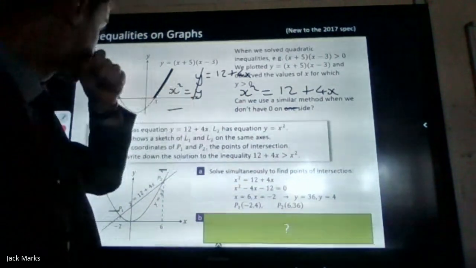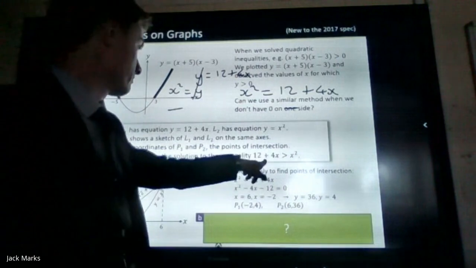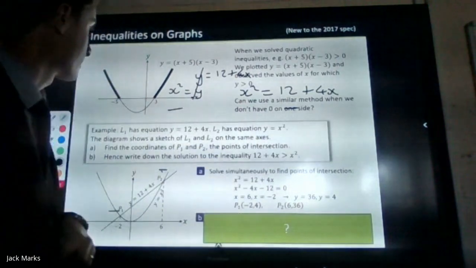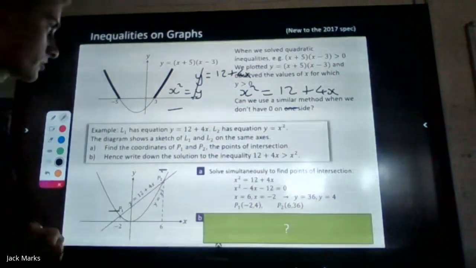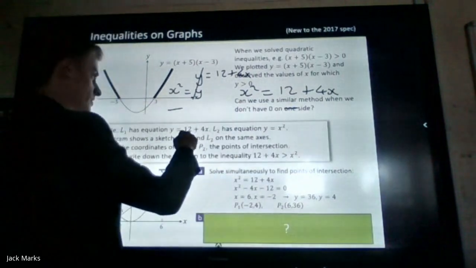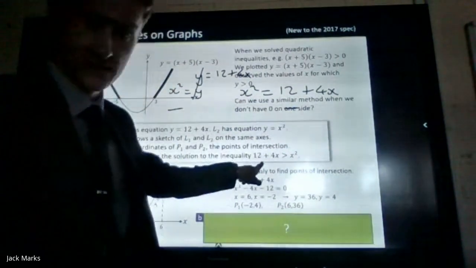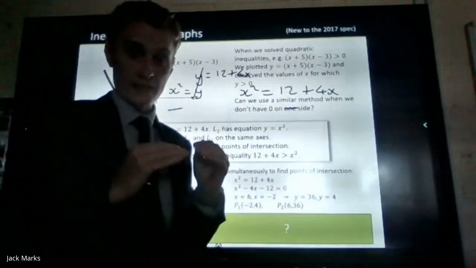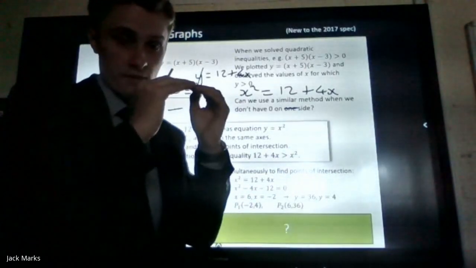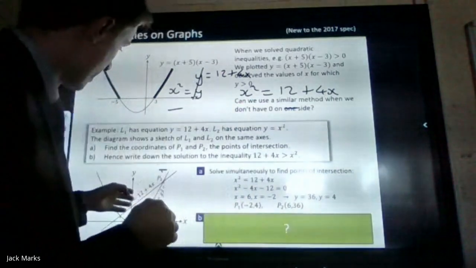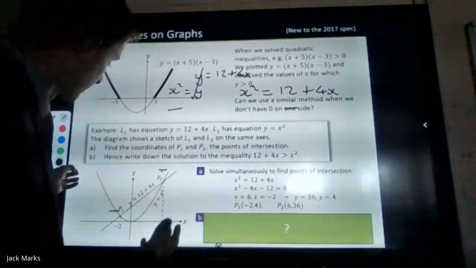Hence, write down the solution to the inequality 12 plus 4x is greater than x squared. Okay? So 12 plus 4x is the line. x squared is the curve. So what this is really saying is, where is the value of the line above the value of the curve? Well, part A helps you answer that.